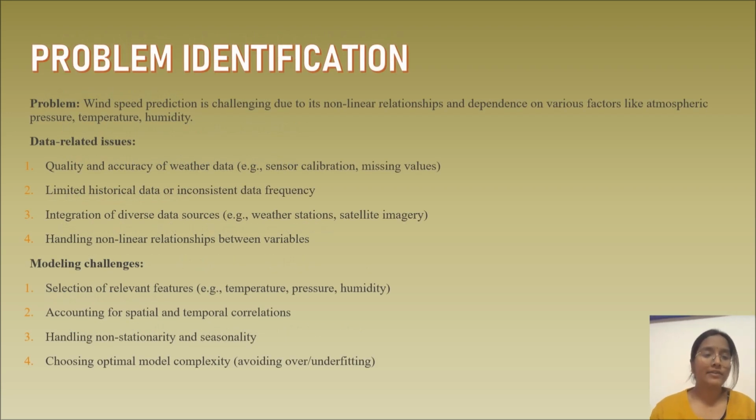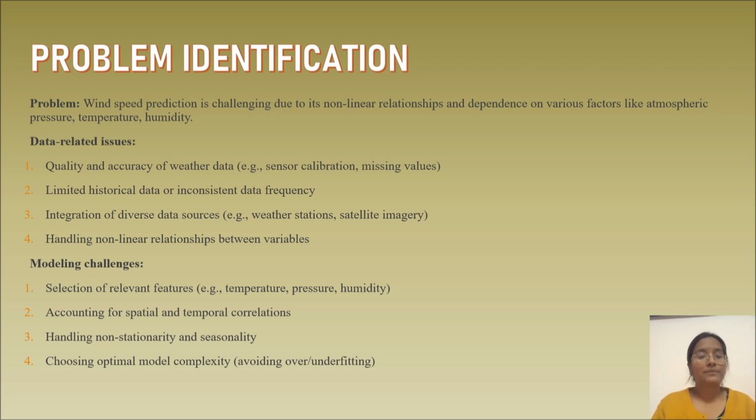Problem identification. Wind speed prediction is challenging because it depends on non-linear relationships and on various factors like atmospheric pressure and humidity. So with these, we take atmospheric pressure, temperature, and humidity as the main factors.